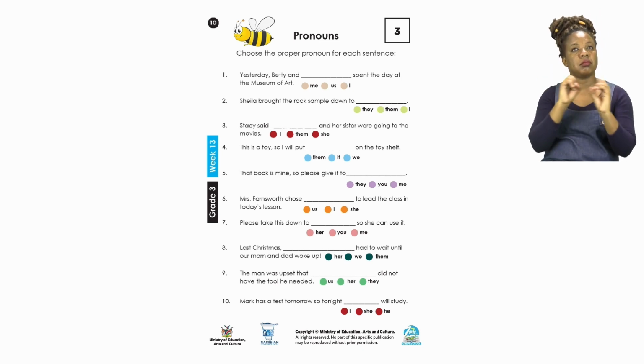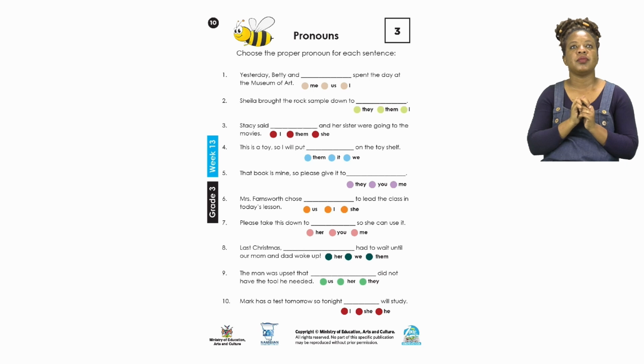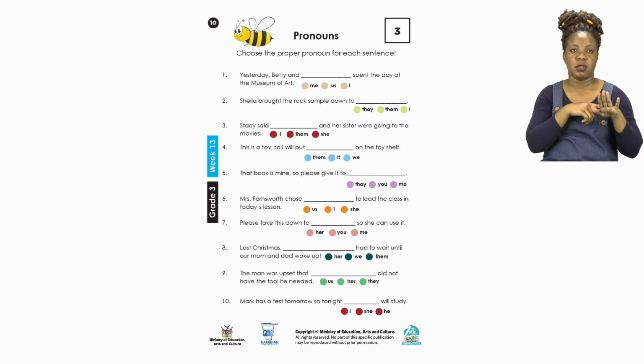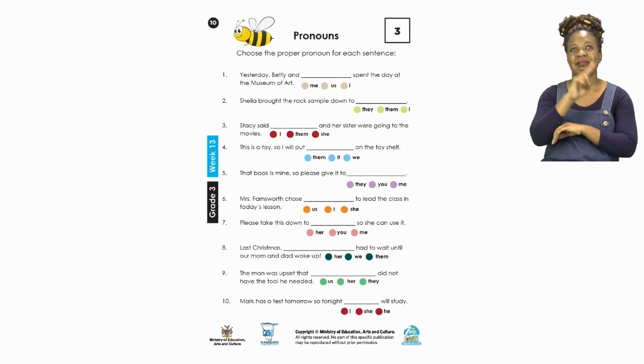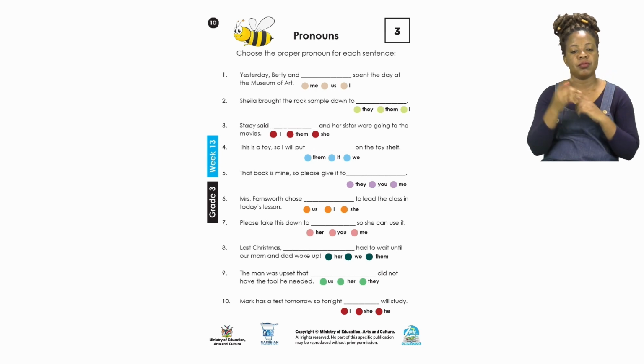Let's take a look at number 1. Number 1 says, Yesterday, Betty and Dash spent the day at the Museum of Art. Let's read it again. Yesterday, Betty and Dash spent the day at the Museum of Art. Now we're going to try and use the 3 pronouns that we have been given. We have been given me, us, and I. Let's try and use me to complete the sentence and see if it is correct. Yesterday, Betty and me spent the day at the Museum of Art. No, that does not sound correct.